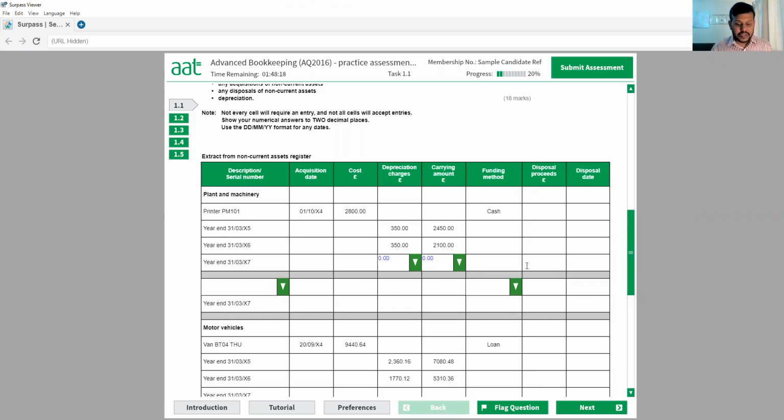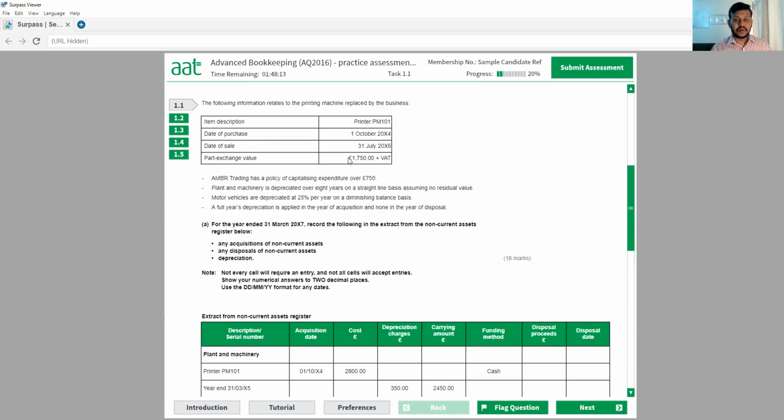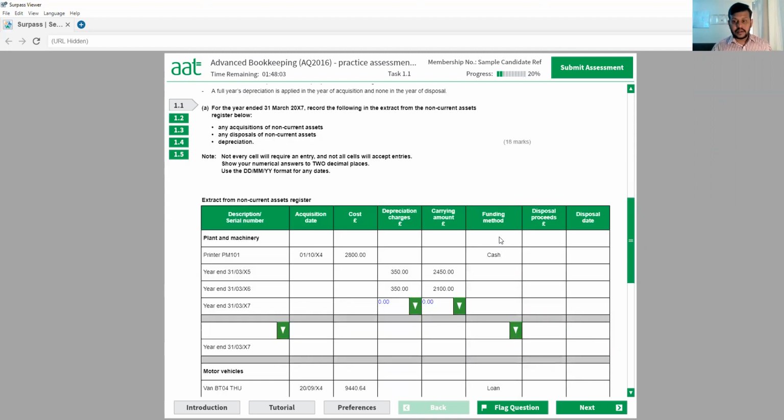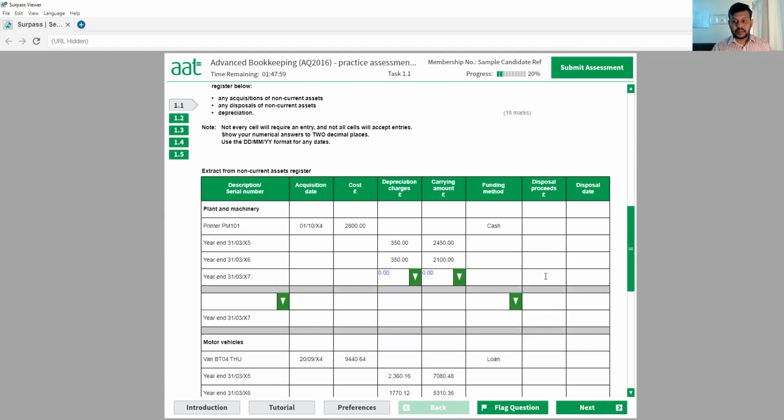But I'm going to say how much we sold it for. So let's have a look at how much we sold it for. We sold it for £1,750. Remember, ignore the VAT. The business is registered for VAT, so they will claim back the VAT anyway. So I'm going to say the disposal proceeds are £1,750, and the disposal date is 31st of July 2016. So this is the story of this plant PM101.